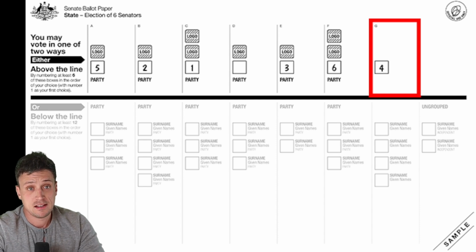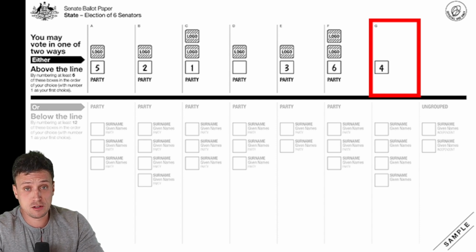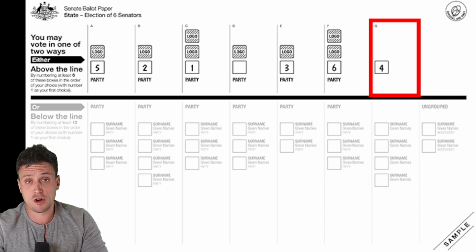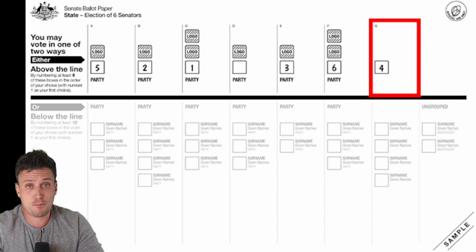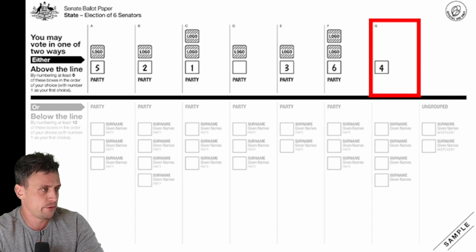You can put only one single number above the line, but I really don't recommend it. And once again, for best practice, I would advise numbering every single box above the line in order to give you maximum control over your vote. All right, so that's above the line voting.